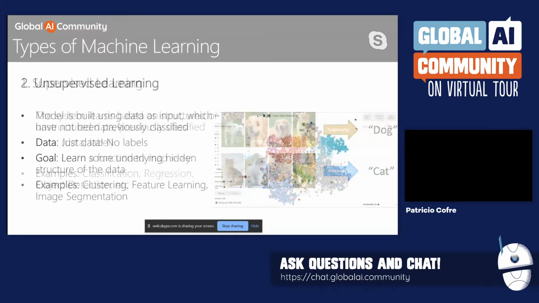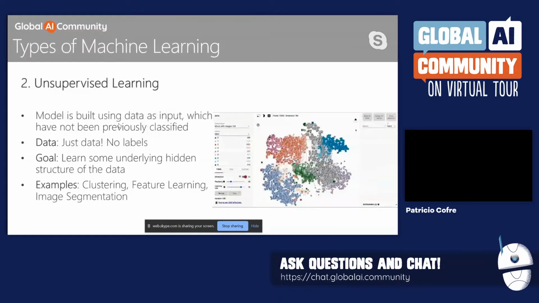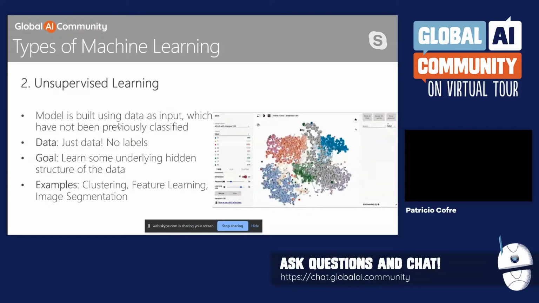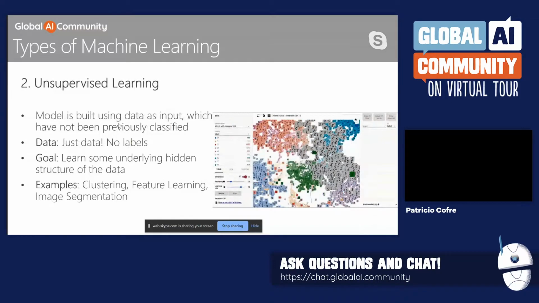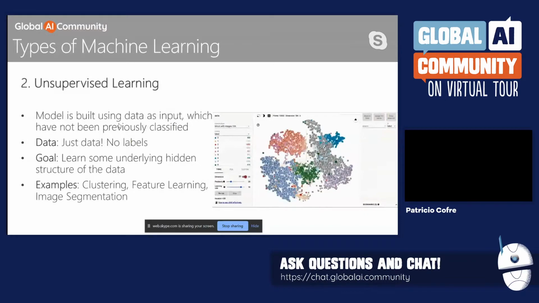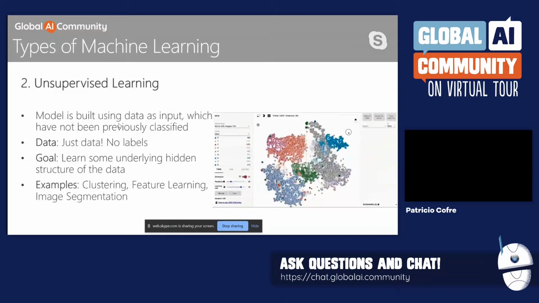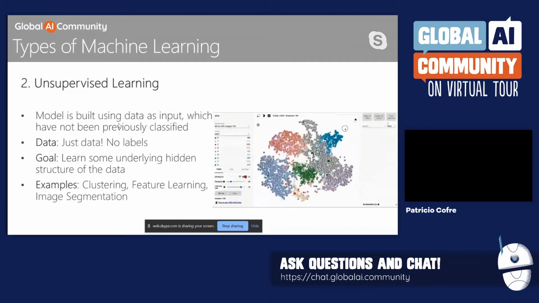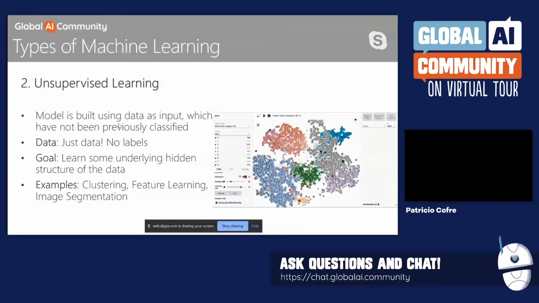The second kind of learning is what is called unsupervised learning, and in the last years is also called self-learning, where the model is built using data as input which has not previously been classified. So in here, we do not have labels. We just have data. We just have a lot of features. We have several data points, but our goal will be to learn something underlying, hidden in the data structure. As a goal, we want to learn something new, something hidden behind the data. Examples of this are clustering, segmentation, feature learning, and some others.